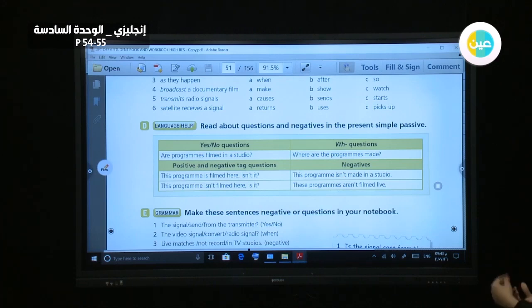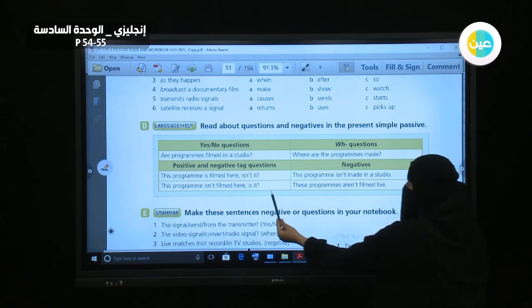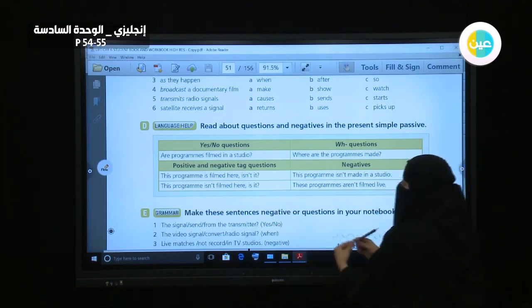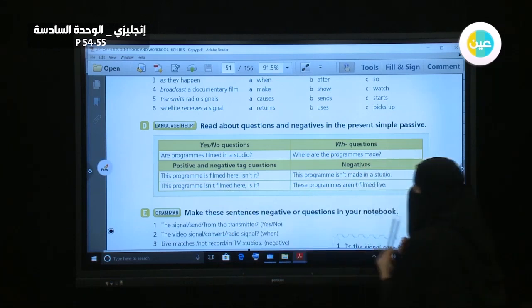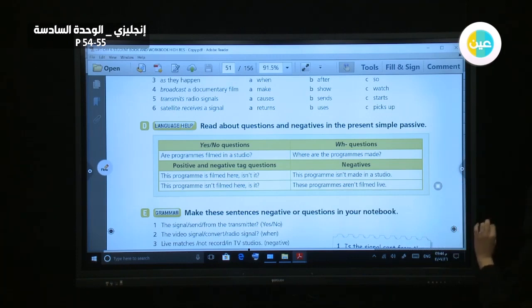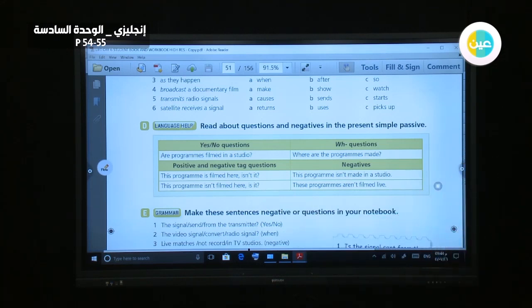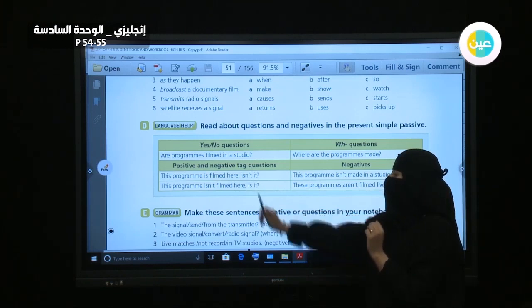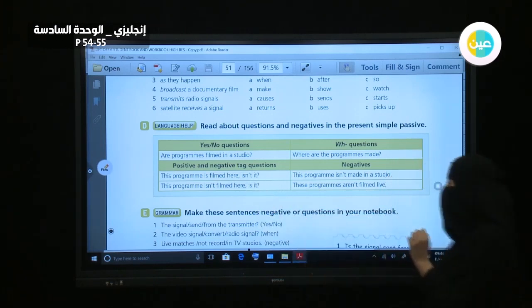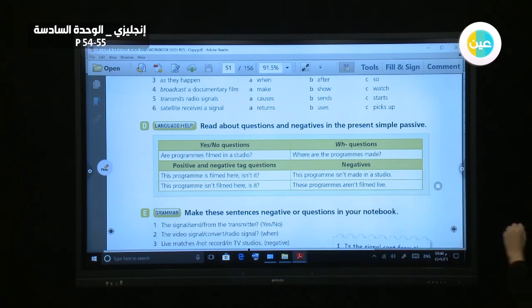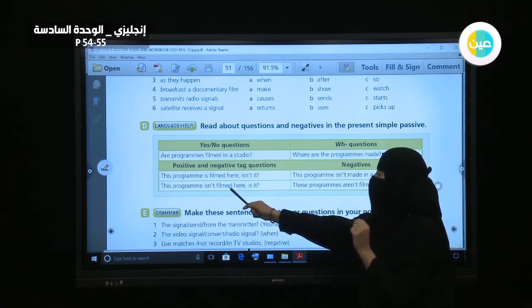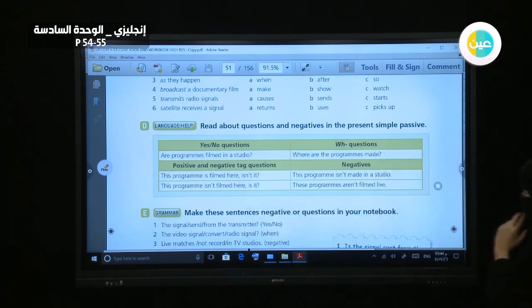The answer will usually be positive. Okay? Yes, it is. The second tag question we have here is negative. This program isn't filmed here. So isn't here is negative, and the tag question will be positive: is it? Okay? Because the sentence is negative, we have the tag question positive. And please notice that we have the third form of the verb, filmed, because it's passive.